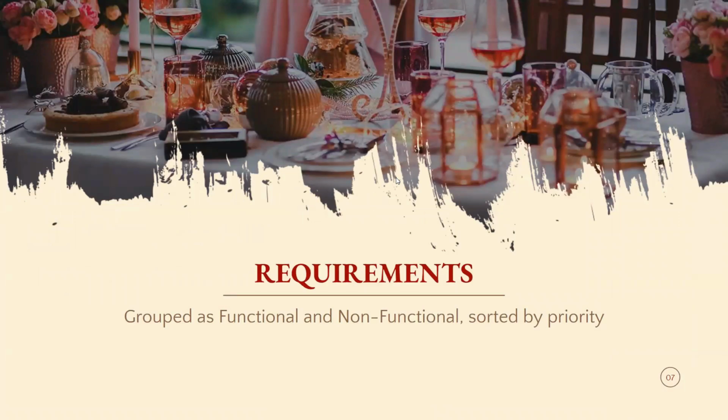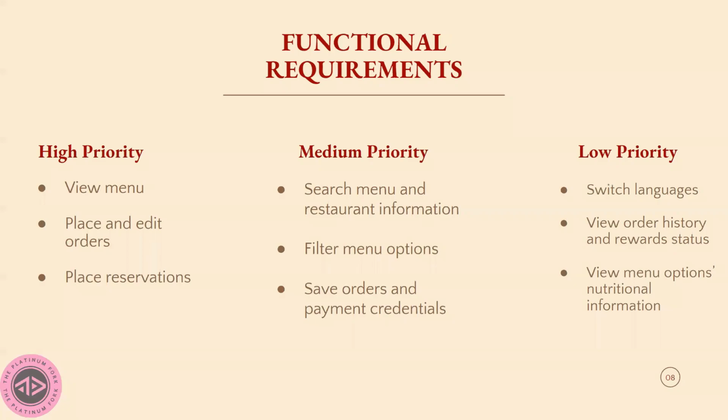So requirements, grouped as functional and non-functional, sorted by priorities. For the functional requirements, we organized the priorities from most significant to least significant. The functionalities of high significance are such as view menu, place and edit orders, and place reservations.